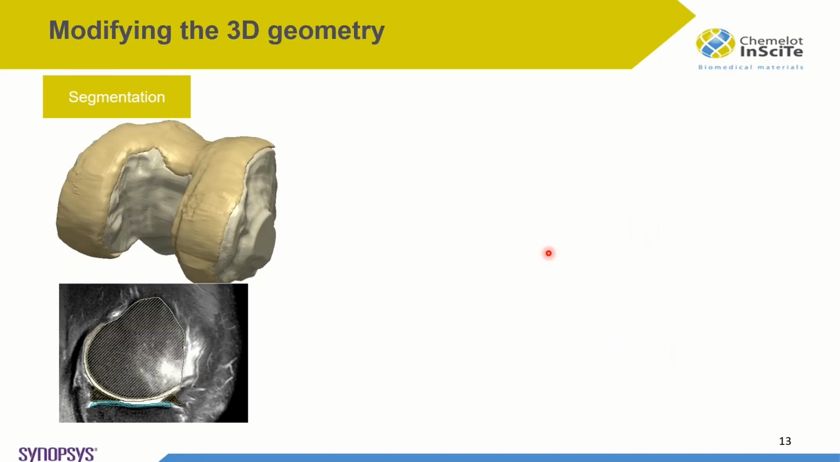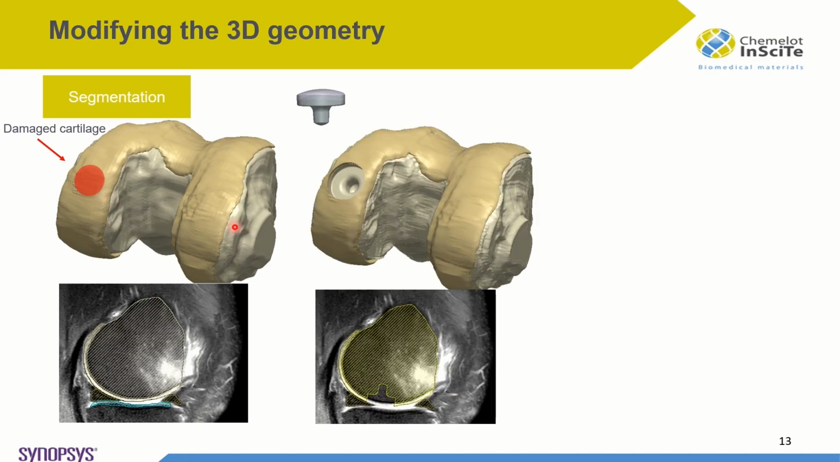Here we can see the procedure described previously with the arrows. On top is the 3D image showing the femoral side of the knee, and on the bottom is one of the slices and the relevant mask. And if you locate an area that is damaged, then we can use this area to create some Boolean masks in order to create a cavity in the shape of an implant.